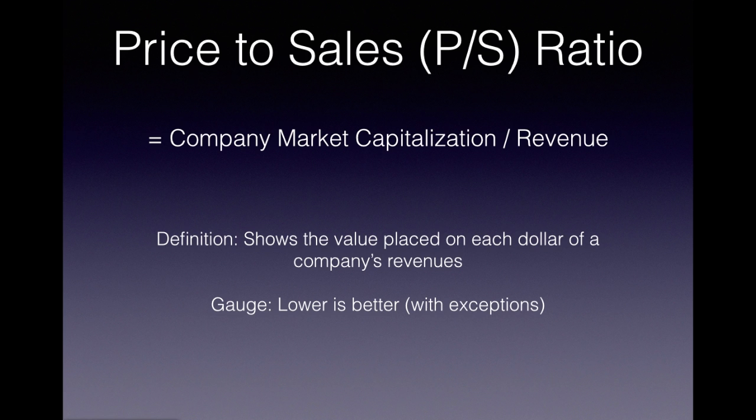Moving away from the PE, price to sales tells you how much each dollar of revenue should be in correspondence with the current market capitalization of a company. You want the revenue to be high, so lower is sometimes better.